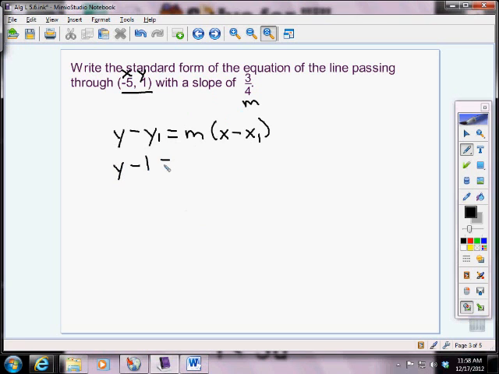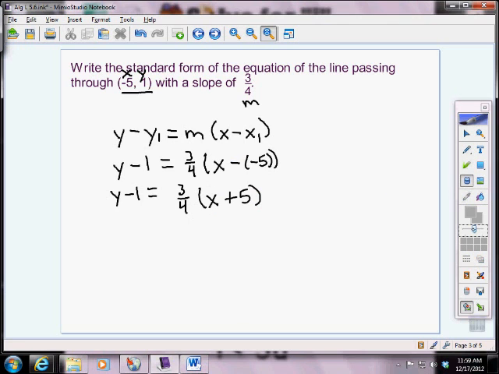y minus 1 equals our slope of 3/4 times x minus negative 5. Okay, rewriting this, y minus 1 equals 3/4, leave a little room there, I'll show you why in a second, times x, keep, change, plus 5. Okay, so now we want to write this in standard form.